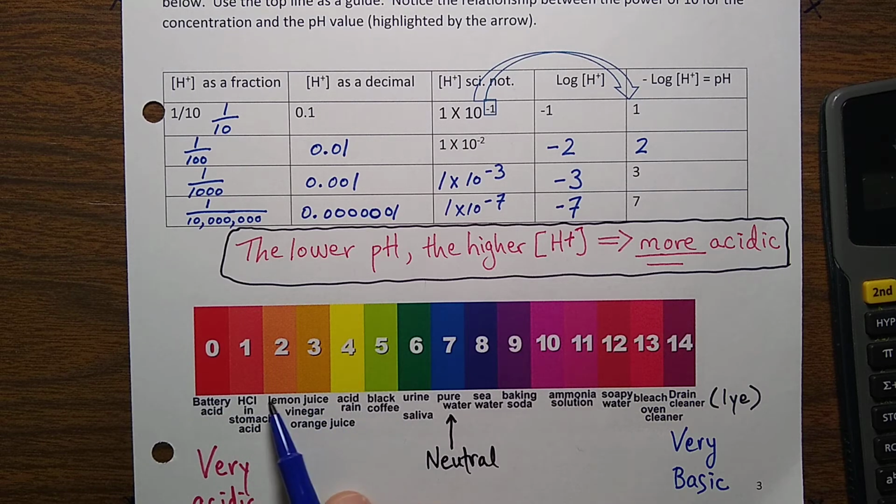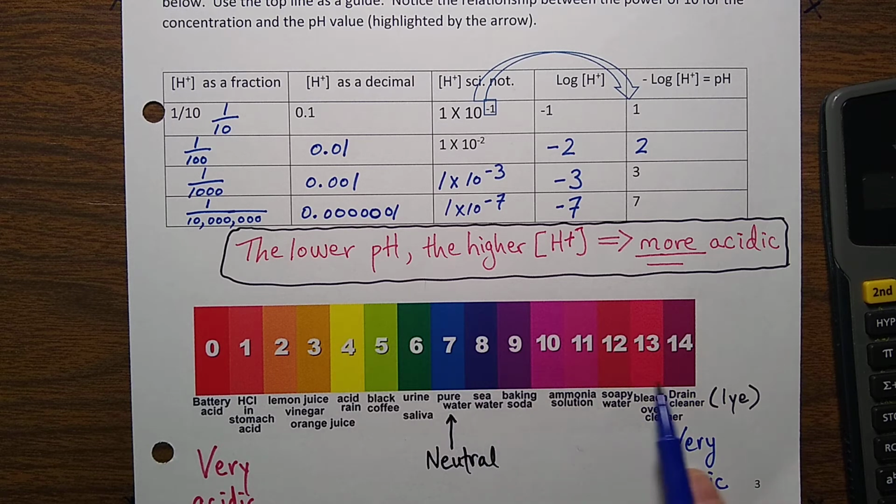As you go up the scale, as you get less and less acidic, black coffee is a pH of 5, acid rain pH 4, pure water is 7, that would be distilled water. Seawater is slightly basic, pH 8. Now anything above 7 is considered a basic solution. Baking soda, ammonia solution, soapy water. Bleach is actually pretty basic stuff, the stuff we use to clean our clothes and kill mold. Drain cleaner like Drano, very, very basic.